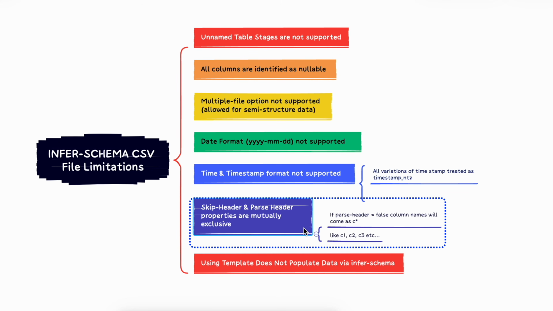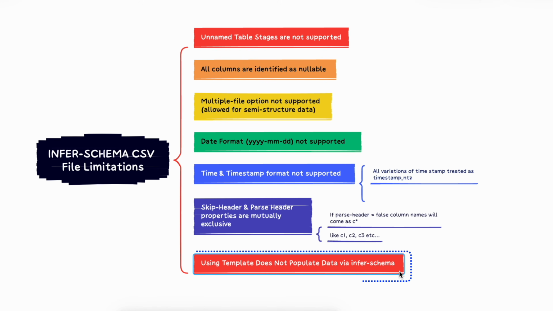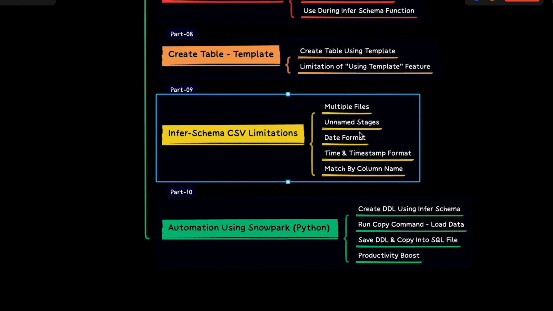Next, skip header and parse header properties are mutually exclusive and cannot be given together in a single file format. And if you specify parse header equals false, the column names will come as C1, C2, C3. And the last point, using template keyword does not populate data via the Infer-Schema table function. It only creates the table, it does not populate the data. So to populate data, you have to run the copy command using a different file format. So we have covered almost all properties and behavior of Infer-Schema for CSV files.